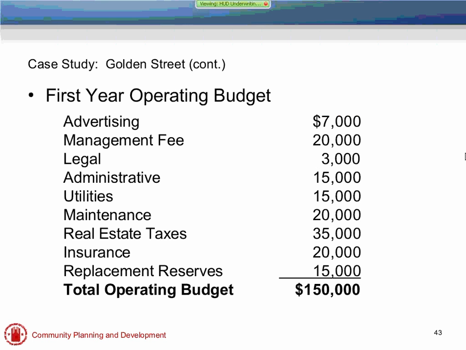So for our first year operating budget, we're looking at our advertising, our management fee, legal fees, administrative, our utilities of $15,000, maintenance, real estate taxes, again, those will be paid every year, our insurance of $20,000, and then our replacement reserves. Even though we said previously that the tenants are responsible for the utilities, in this example we still have utilities for common areas and any vacant unit, so that's what's being built in here. So our total operating expenses are $150,000.